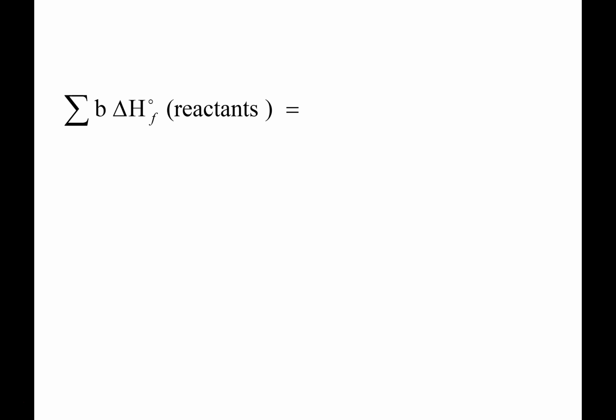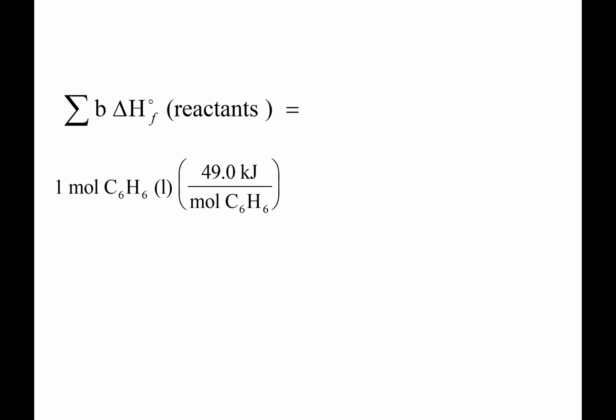Again, we have 2 reactants. So for the benzene term, the stoichiometric coefficient was 1. So we have 1 mole of C6H6. And if you're like me, sometimes I'll put a little plus there. Sometimes I do, sometimes I don't. But no plus or minus means plus. Its standard molar enthalpy of formation is 49.0 kilojoules per 1 mole of C6H6.